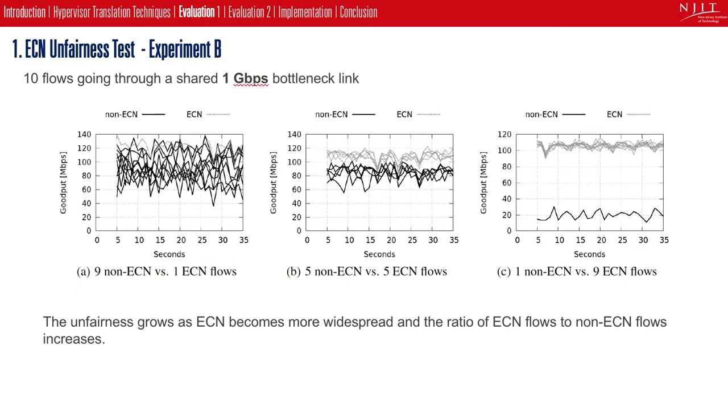Experiment B is similar to experiment A. We use 10 flows going through a shared 1 gigabit per second bottleneck link, and the figure is the result of the experiment. The experiment with a higher rate link is closer to a data center environment. The result shows the same trend: the unfairness grows as ECN becomes more widespread and the ratio of ECN flows to non-ECN flows increases.